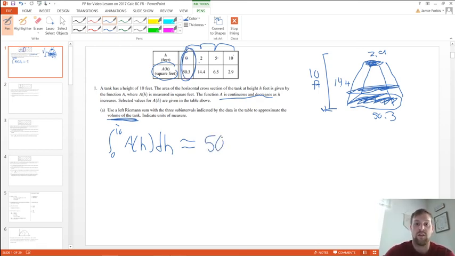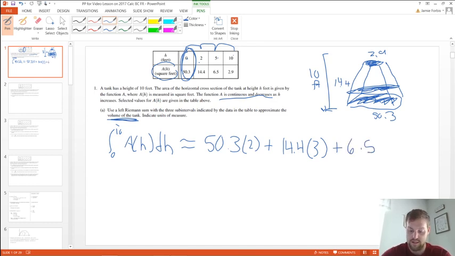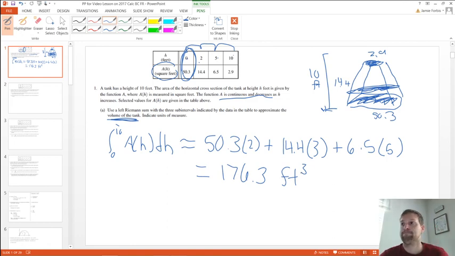And that value is 50.3, and then times the base, which is from 0 to 2, a length of 2, plus 14.4 times the length of the base, which is 3, and then plus 6.5, and then times the base, which is going to be 5. Okay. And this is a calculator-active problem, so if you type that in the calculator, I got 176.3 feet cubed, since the volume is in feet cubed.